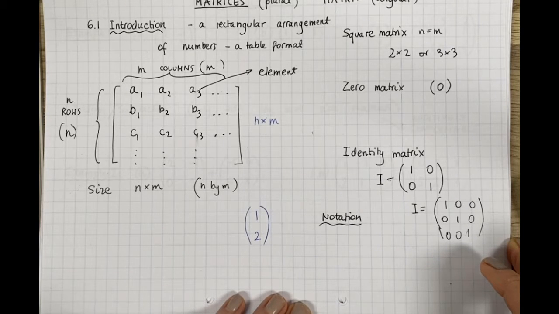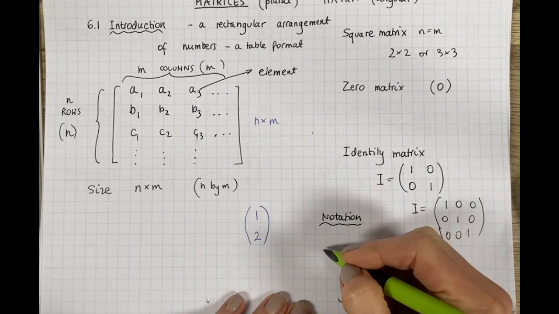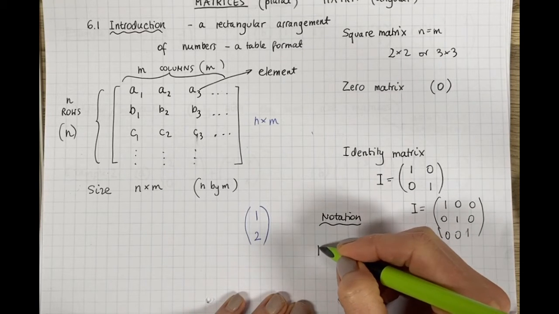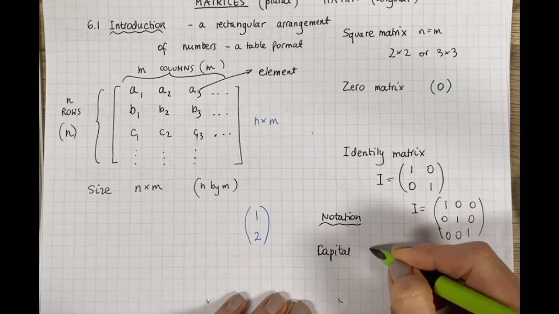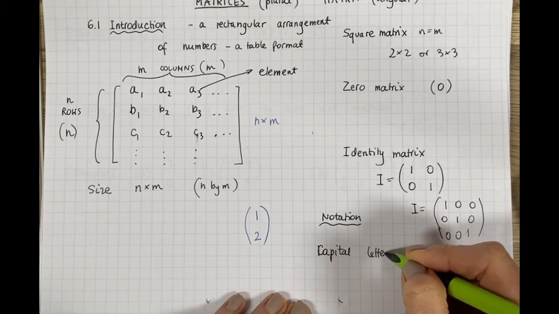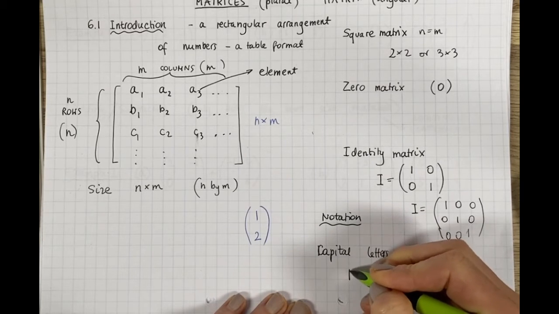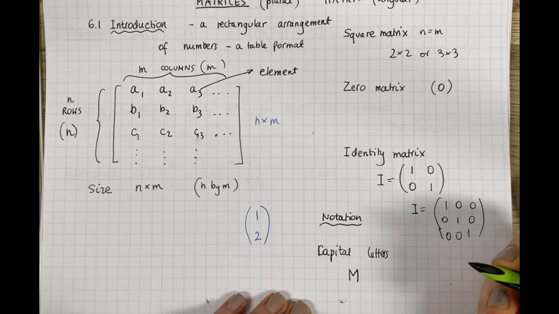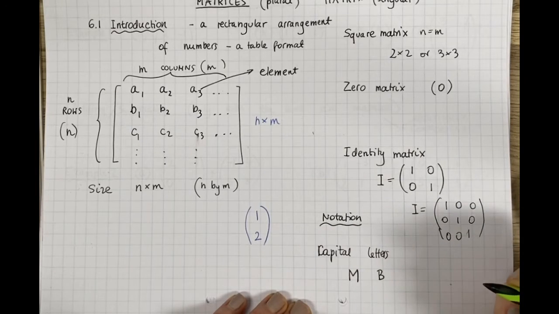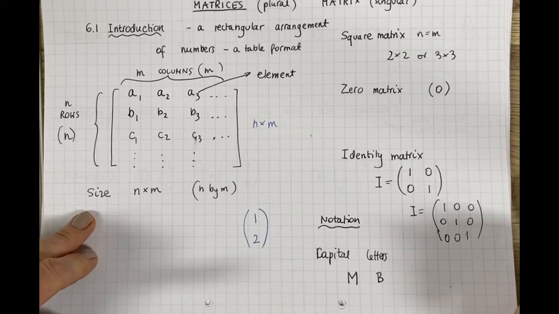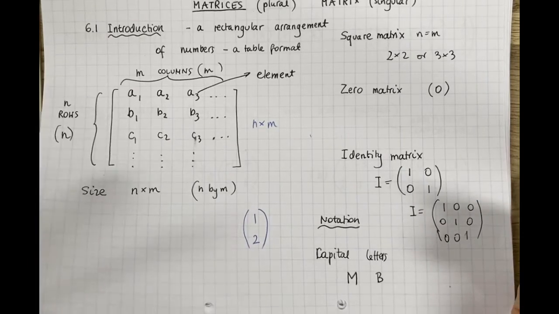Now, a little bit about notation. We use capital letters. In text, they will be bold. All you need to do, if it's matrix M, you will use capital M. Matrix B, capital B. That's it, I think, for now.